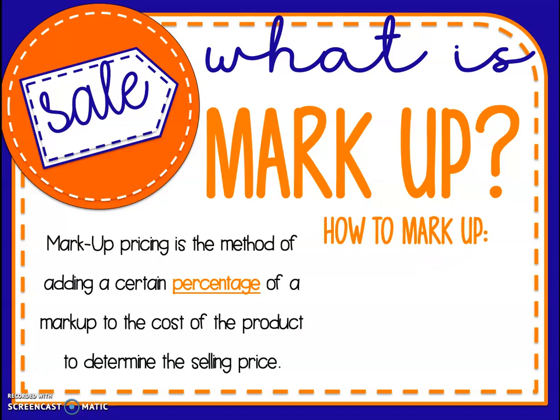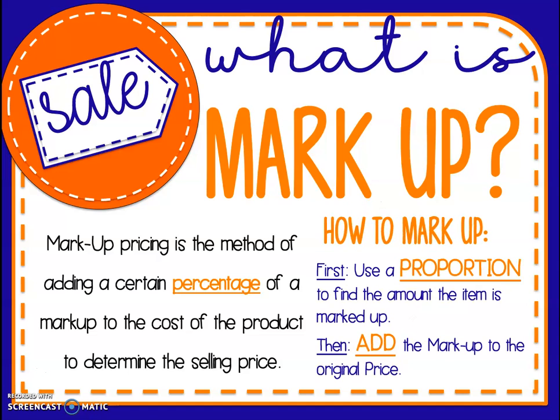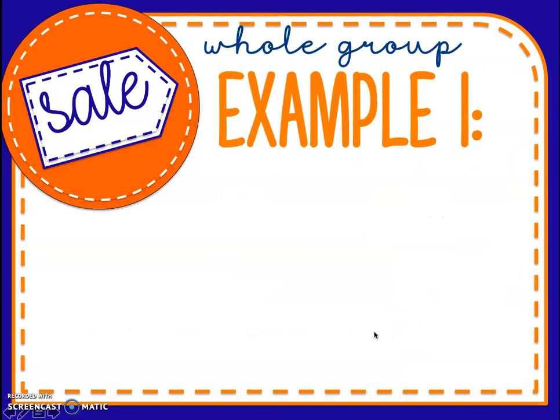So how to mark up: we're first going to use the proportion to find the amount the item is marked up. Whatever percent they're saying it is marked up, we're going to use our real world proportion to figure out what that amount is. And then since we're marking it up, we're going to add that to the original price. So let's take a look at an example.